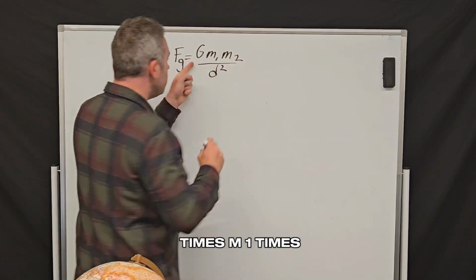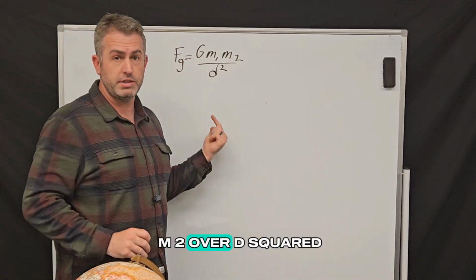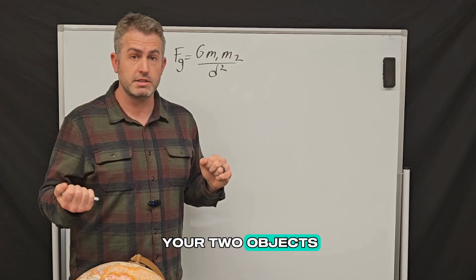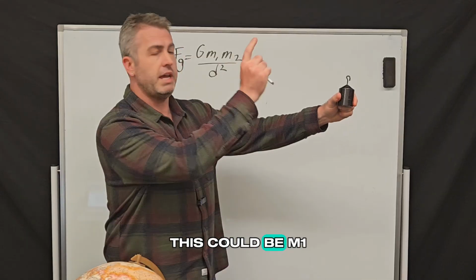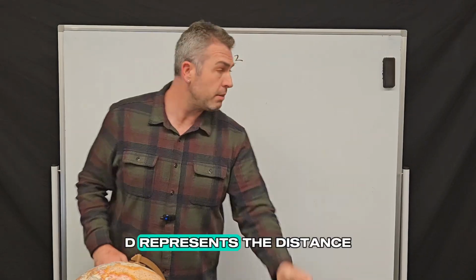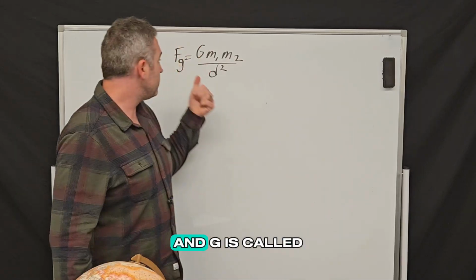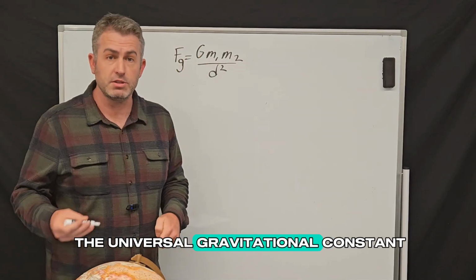And so that's G times M1 times M2 over D squared. M1 and M2 represent the masses of your two objects. So if it's me and this object, this could be M1 and I could be M2. D represents the distance between the objects, and that's easy to measure. And G is called the universal gravitational constant.